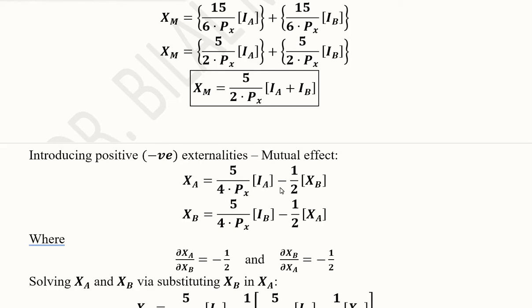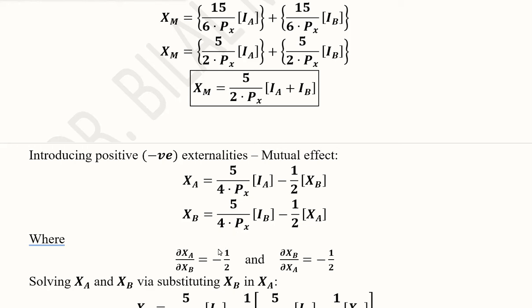As you can see, the minus sign is showing that the demand for good X by household A will be negatively affected by the demand of good X by household B. It is half of this value, half of the demand of good X by household B, so this reduction will take place. Similar holds for XB. Here the negative externality will appear in this way, that is the demand by household A will be subtracted by half the amount of it.